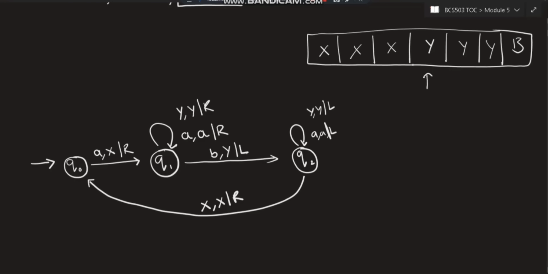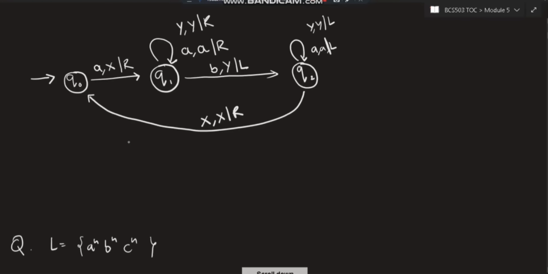Now see, if after an X I found Y, it means that all the A's are over and all the B's are also over, because A power n, B power n, all the A's and B's are over. In this case, I have to just skip all the Y's and move to the last state here. No matter how many Y's are there, I have to move and reach here.